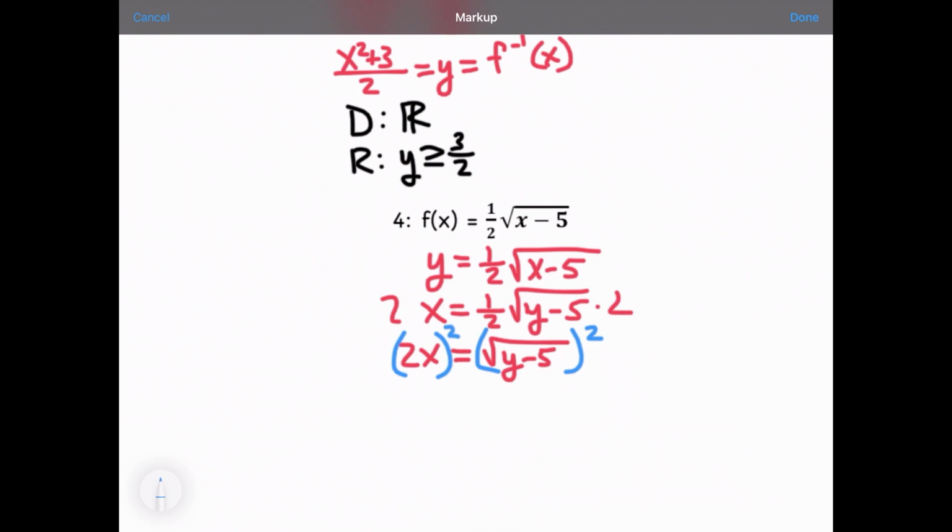All right, so now a lot of people will make the mistake saying 2x when it's squared is just 2x squared, but it's actually 4x squared because we have to square the 2. And that's going to equal y minus 5. So then we just add 5 to both sides. 4x squared plus 5 equals y, which is f inverse of x.